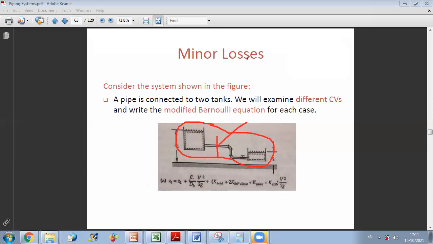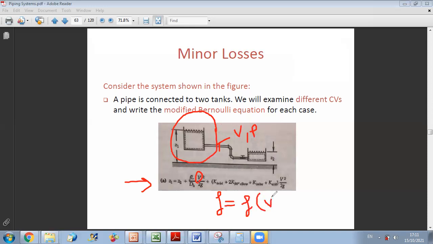If you take this control volume, you have more unknowns, because you have V unknown, so V at this level and P at this level. So in this equation here, by taking the whole control volume, you have only the velocity as unknown. By writing this equation, you can get a function of velocity. And you know that the Reynolds number is also calculated as a function of the velocity.